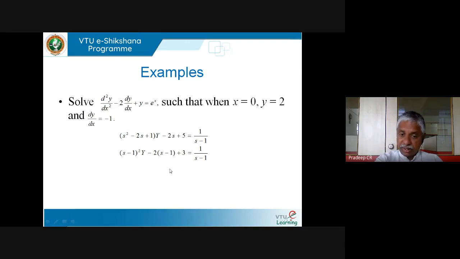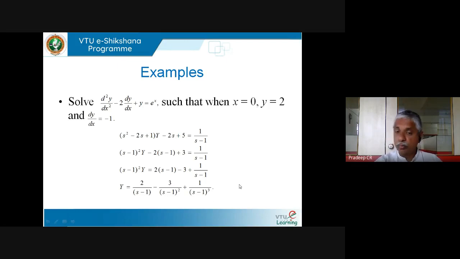Now you take this to the other side. So what happens? S minus 1 whole square times y is equal to plus 2 into s minus 1, minus 3, plus 1 by s minus 1. Now divide by s minus 1 whole square. Then I'll get capital Y equal to 2 by s minus 1, minus 3 by s minus 1 square, plus 1 by s minus 1 whole cube.